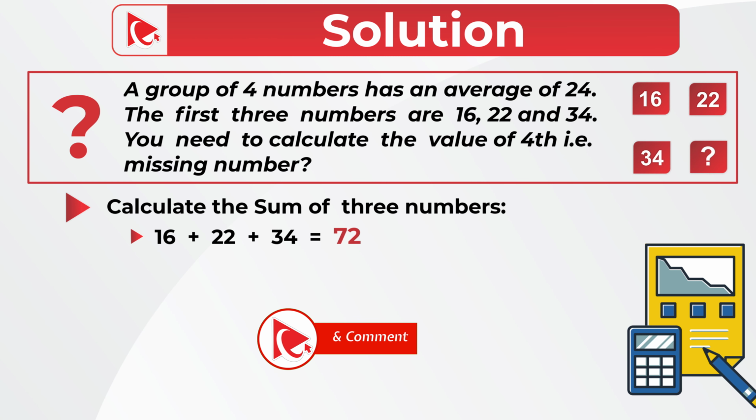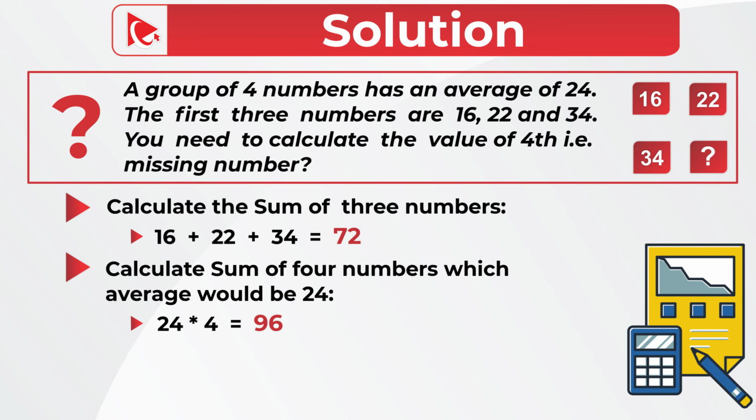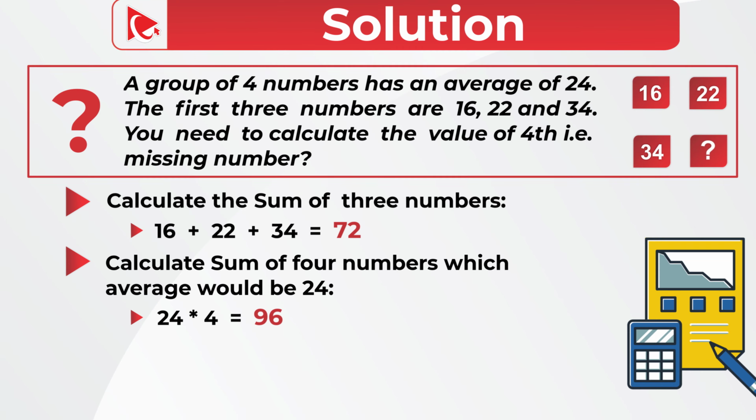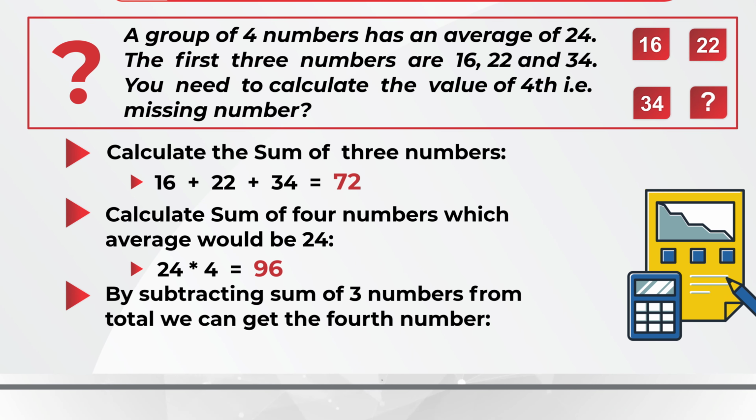In the next step, we need to determine what the sum of the 4 numbers would be for which the average would be 24. To do this, we need to multiply 24 by 4, and the end result is 96. And in the last step, we need to subtract the sum of the 3 numbers from the total where the average will be 24 to calculate the 4th number. 96 minus 72 equals 24.